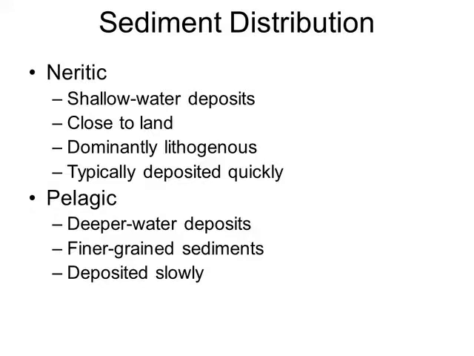Whereas pelagic, these tend to be in the deep ocean. They are finer grain sediments because they've had more time to break down and erode into smaller sediments, and they will deposit slowly because they're not as large, they don't weigh as heavy, so they will slowly take their time getting into the deep ocean.